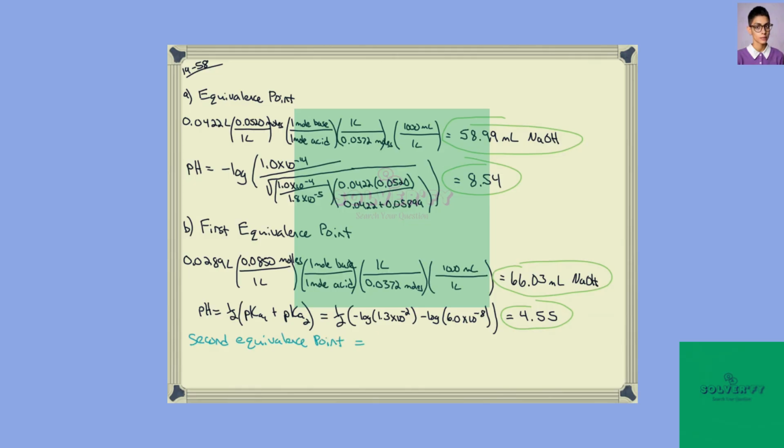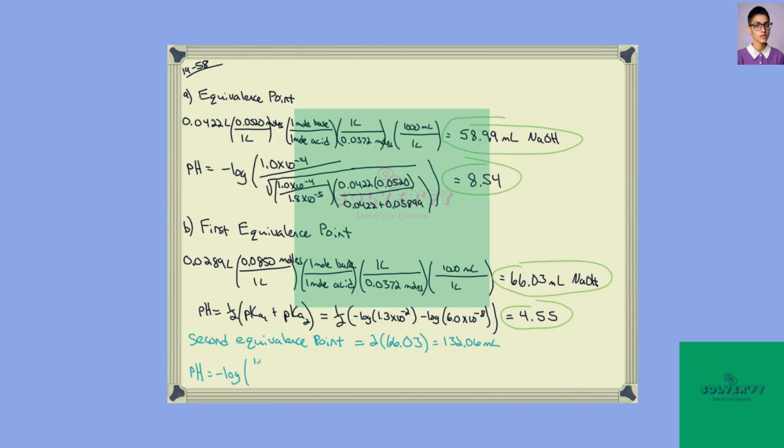The second equivalence point will correspond to double the first equivalence point, because the moles of sulfurous acid we start with will be equal to the moles of HSO3- at the first equivalence point, and then we would require the exact same amount of sodium hydroxide to convert that exact same number of now HSO3- into SO3 2-. So the second equivalence point would be reached at another 66.03 milliliters, or a total of 132.06 milliliters.